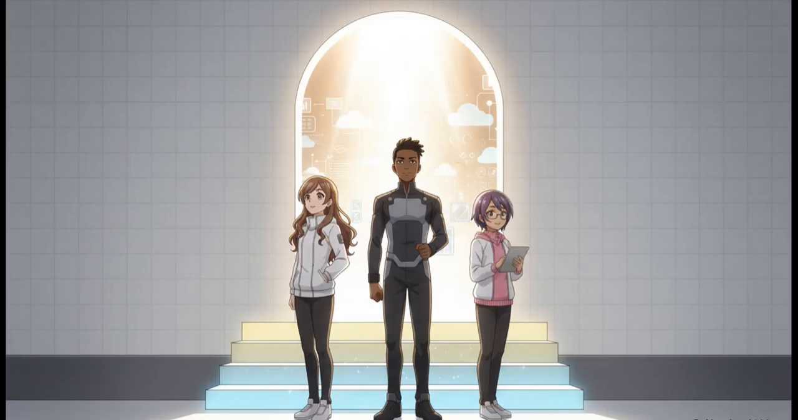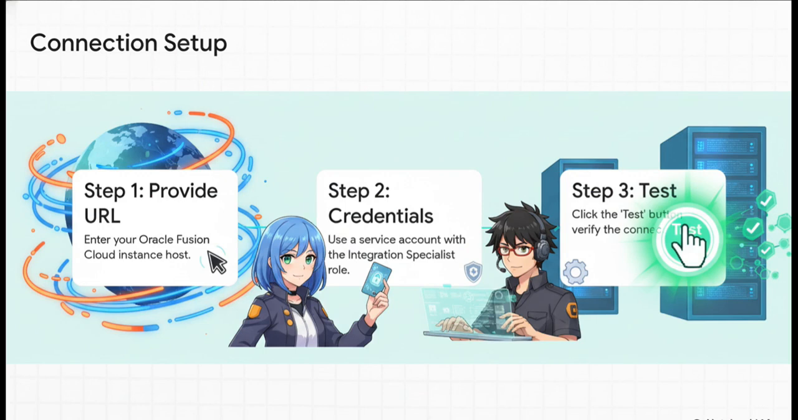So, you're probably thinking, this sounds great, but is it hard to set up? And the best part is, no. Getting started is incredibly simple. It's really just a quick 3-step process to get your very first connection working inside Oracle Integration Cloud. It is literally this easy. Step 1, you just pop in the URL for your Oracle Fusion Cloud instance. Step 2, you give it the credentials for a service account that has the integration specialist role. And step 3, you hit that big test button. That's it. It confirms the connection is working, and you are ready to start building your first integration.